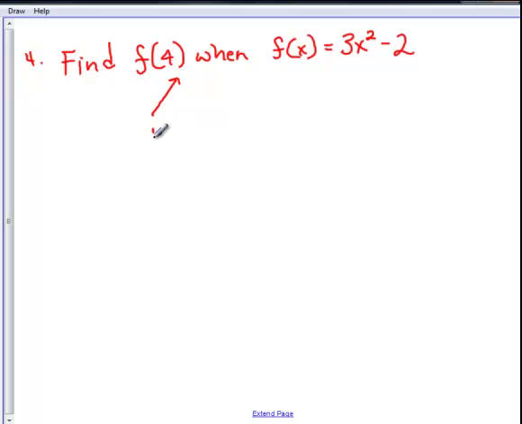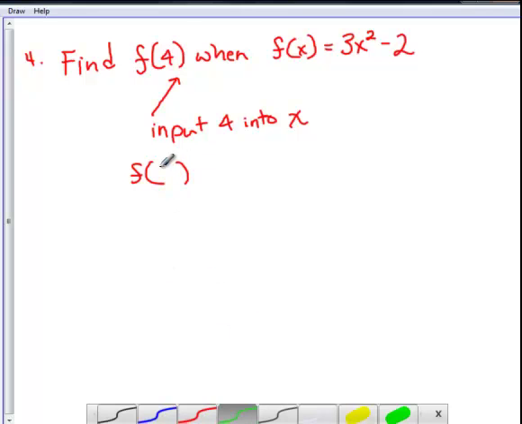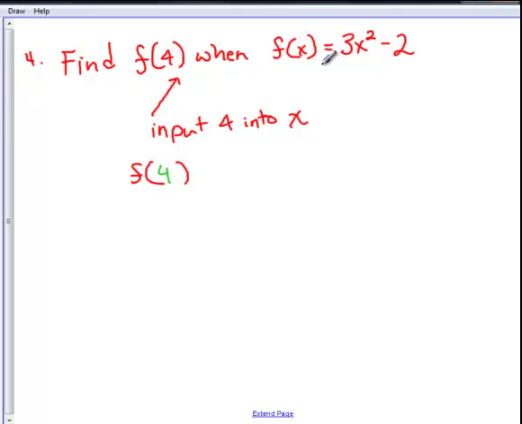If I input 4 into the function for the value x, because remember, f of x was the notation, so if I wrote f of 4, that means we're plugging in the 4 for x's. What comes out of it? So the output is going to be our results. All right, so I'm just going to put a 4 in every time I see an x.